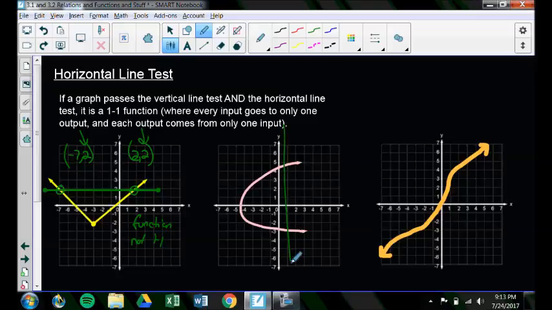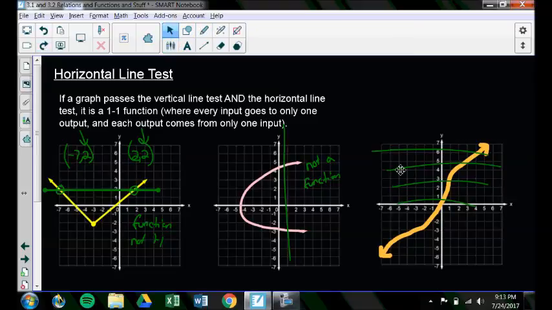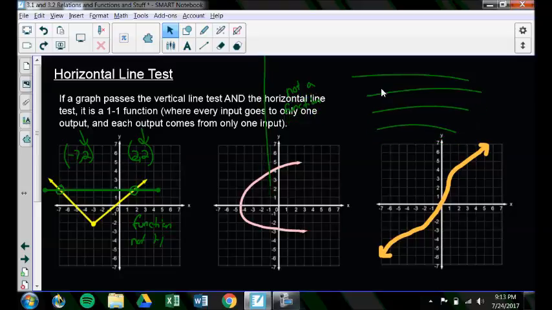This is not a function at all. It fails the vertical line test. So it can't be 1-to-1. This is passing the horizontal line test. You can tell because the grid has a bunch of horizontal lines on it. You don't have to actually draw the line, just look at the grid. It's passing the horizontal line test, and it's passing the vertical line test, so this is a 1-to-1 function.